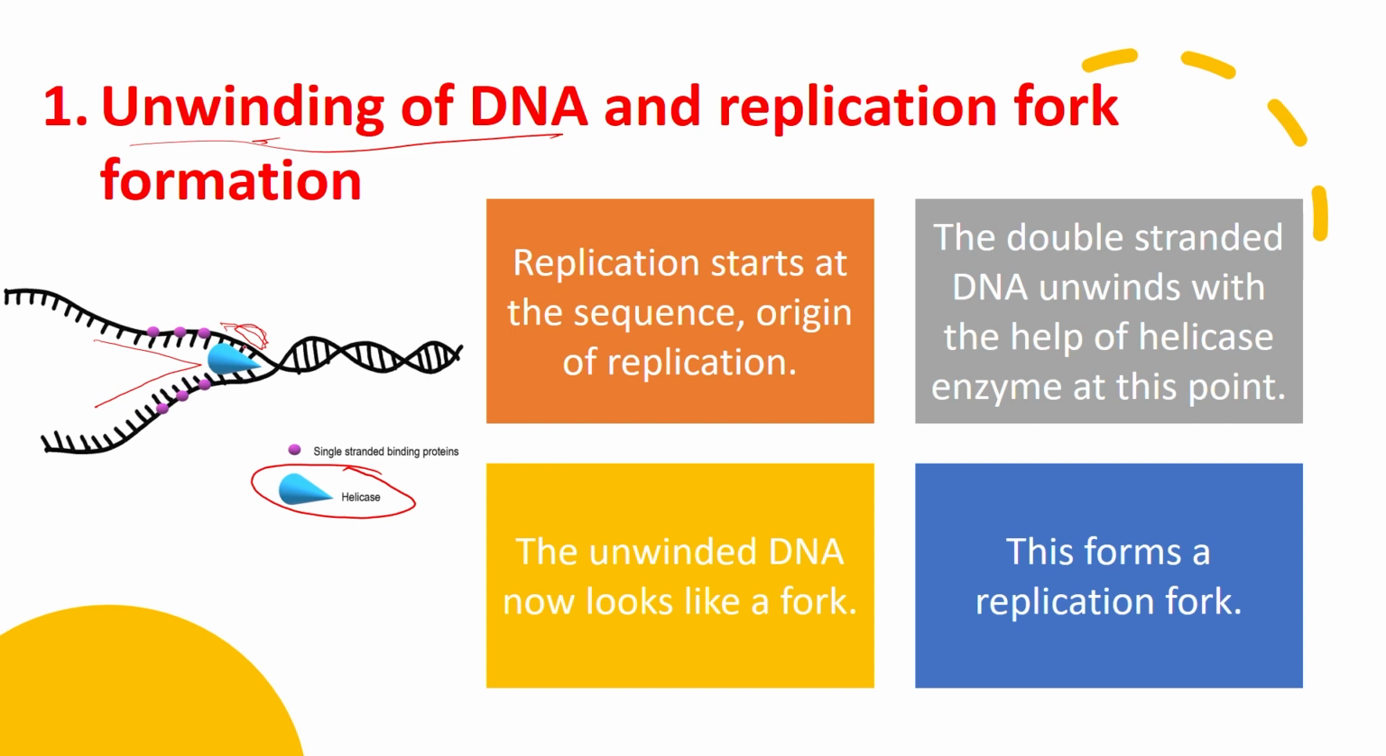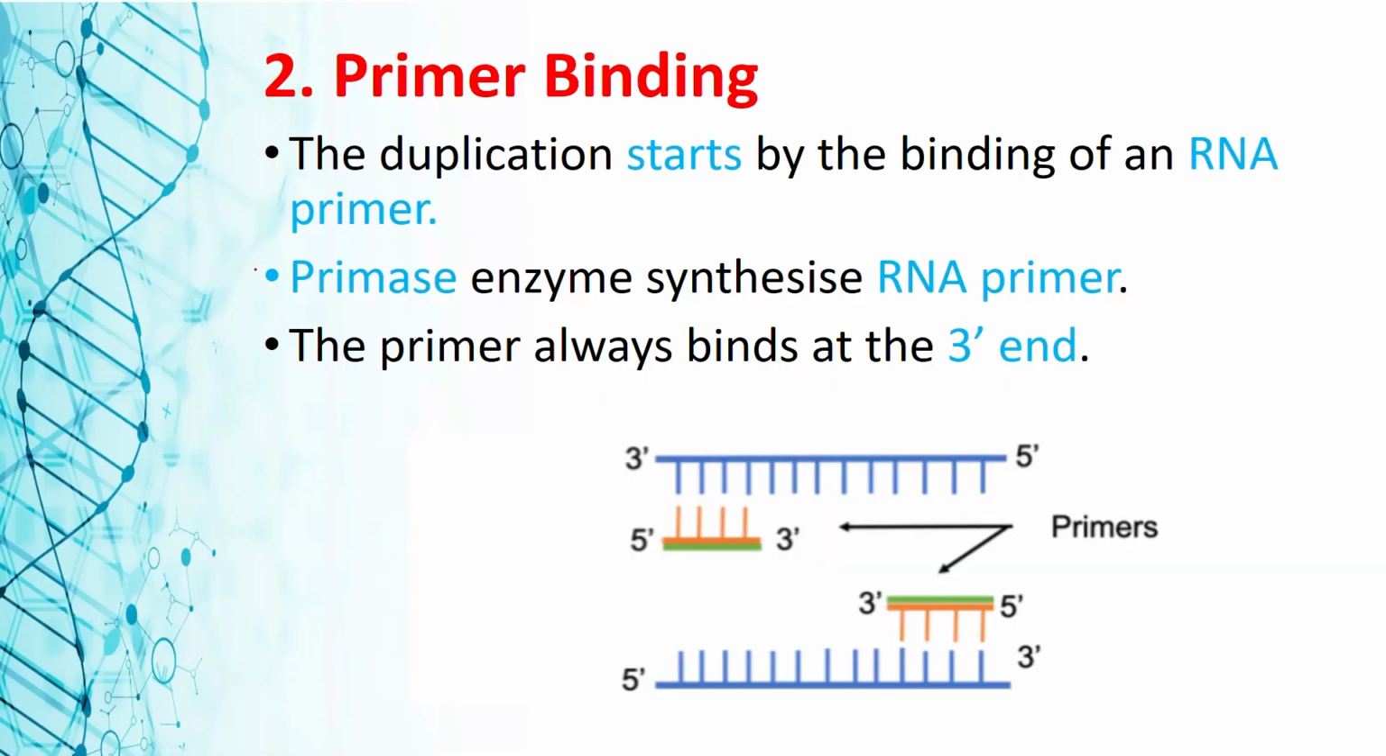So before the replication starts, all this process takes place. First, the helicase enzyme will come and bind onto this origin of replication, and then the helicase enzyme will act and the unwinding of the DNA takes place, and due to the unwinding, a fork structure is formed here. So that is known as a replication fork. This is the first step before DNA replication.